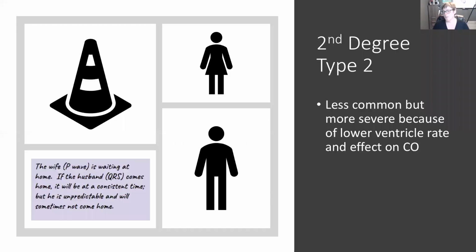When we come to our analogy of Mr. and Mrs. Jones, the wife is waiting at home, and if the husband does come home, he comes home at that consistent time every night. So if you recall from our first degree, he's coming home at 7 o'clock every night instead of 6. But he's coming home every night, every night, every night. One night he decides to stay out with the boys and he doesn't come home. So this is a second degree type 2. Again, less common, but more severe because it affects that cardiac output.